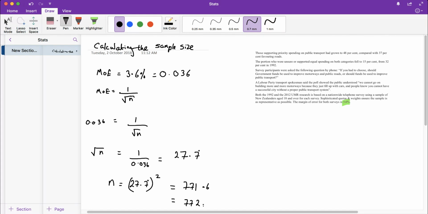Whereas if I round it down to 771, I would have ended up with a 3.8% margin of error. So it's useful just to double check your calculations at the end. So that's how I calculate the sample size.